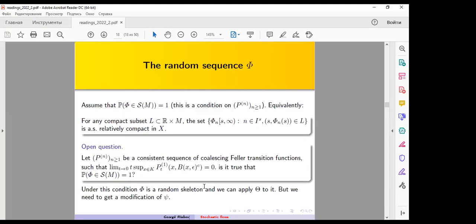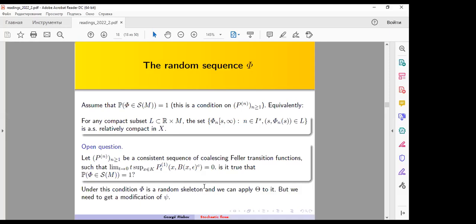So the random sequence phi, actually, we don't know whether it is a skeleton. It obviously satisfies the first two assumptions on the skeleton, but for the third one, it is not clear. So we will assume that it is satisfied.